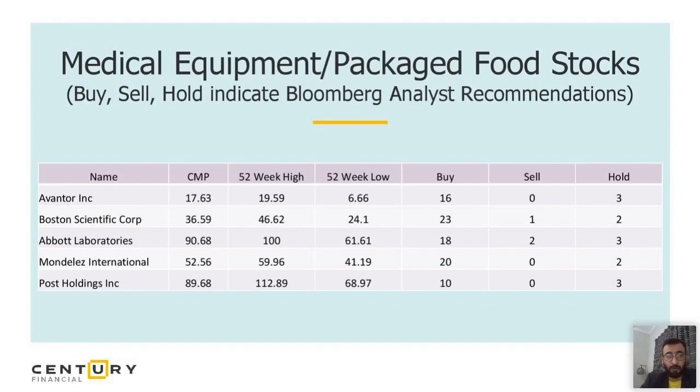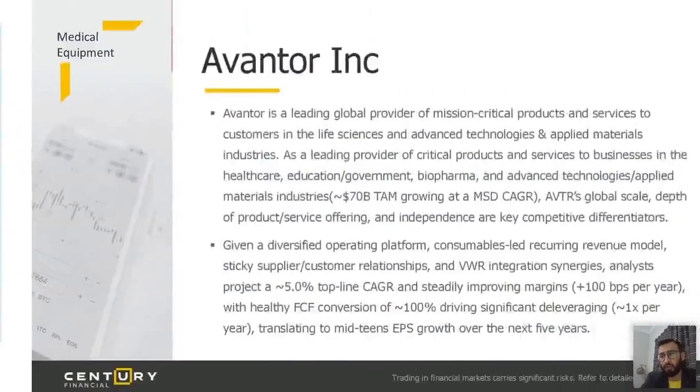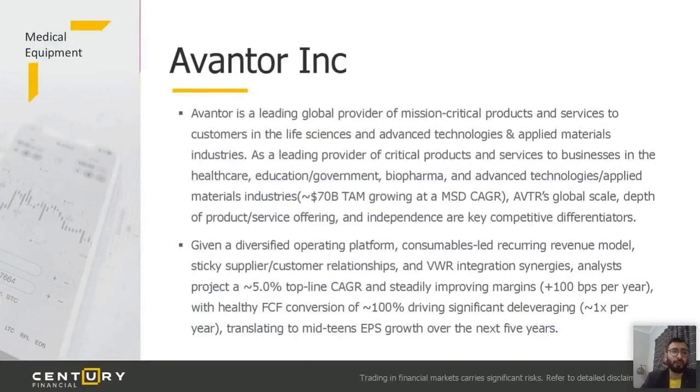Similarly, if you see companies like Avantor, buying 6, hold 3, and the current market price is 17, the 52-week high is 19, and the 52-week low is 6. So going with the trend, sometimes even from the industry point of view, we all know that the medical equipment and medical healthcare industry has actually performed really well during COVID times for obvious reasons. So we are going to have a look at a few of these stocks and try to understand.